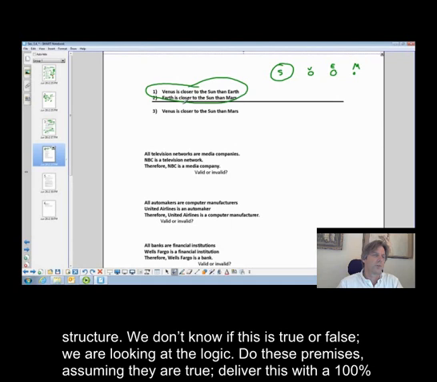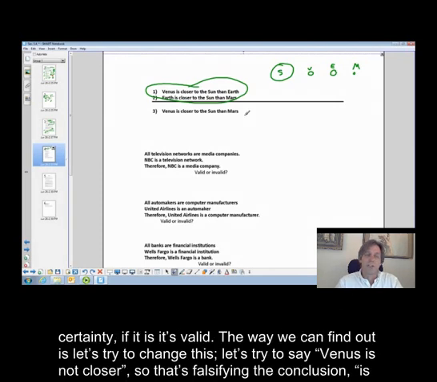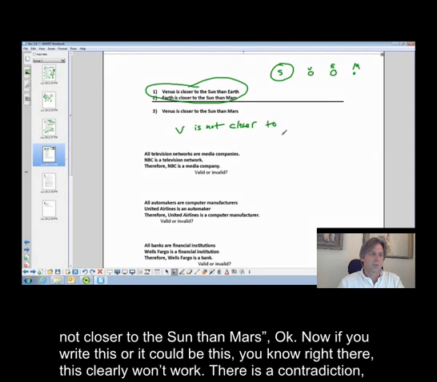We don't know if this is true or false. We're looking at the logic. Do these premises, assuming that they're true, deliver this with 100% certainty? If it is, it's valid. The way we can find out is let's try to change this. Let's try to say Venus is not closer, so that's falsifying the conclusion, is not closer to the sun than Mars.